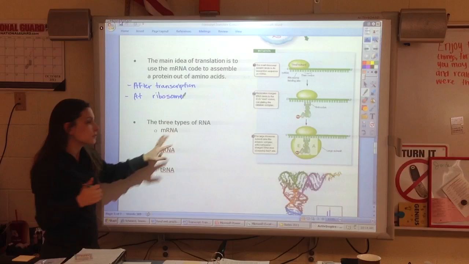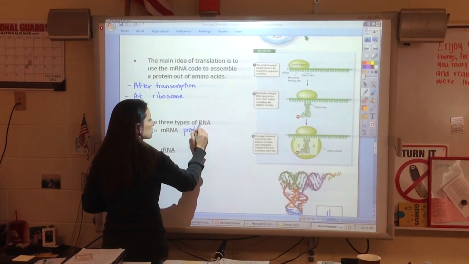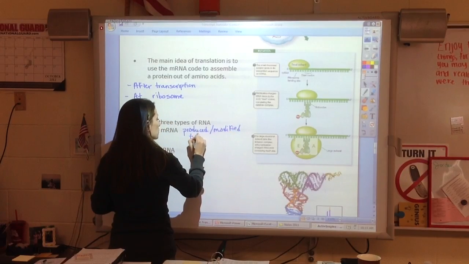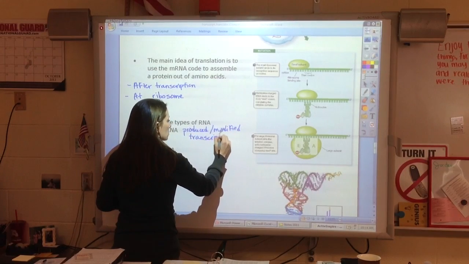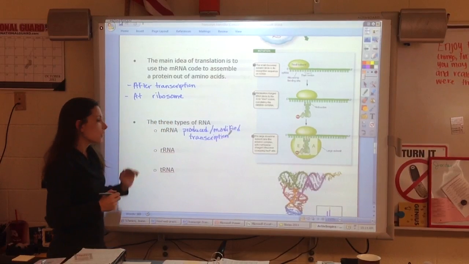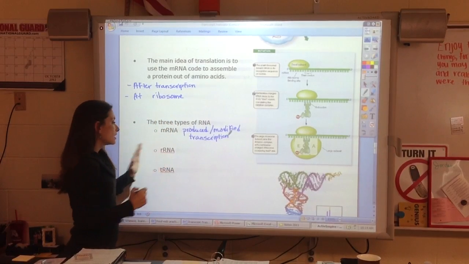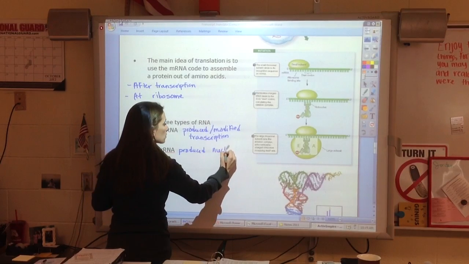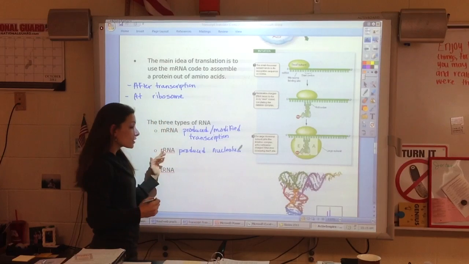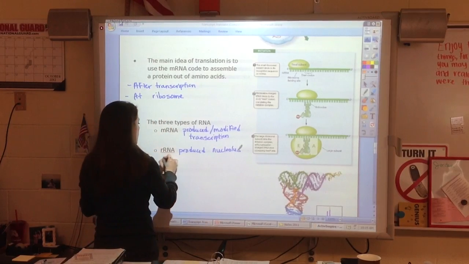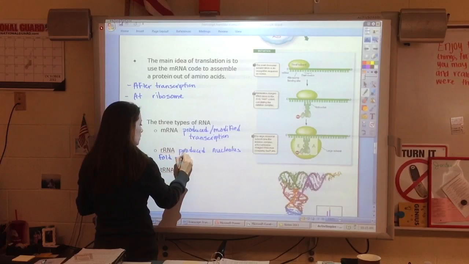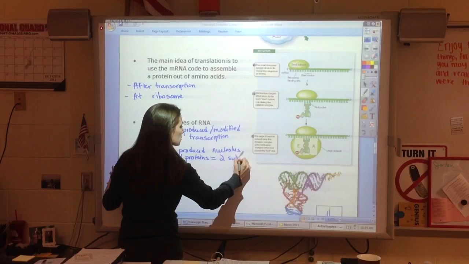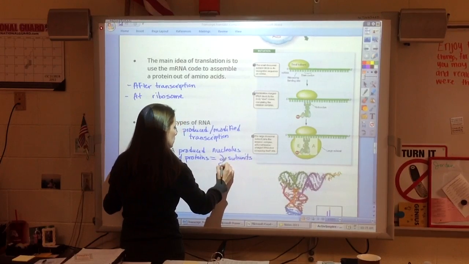We know where the mRNA is coming from. The mRNA was produced and perhaps modified during transcription. The rRNA is actually going to be produced in what's called the nucleolus, or a part of the nucleus that produces rRNA, and it's going to fold with proteins to form the two subunits of the ribosome.